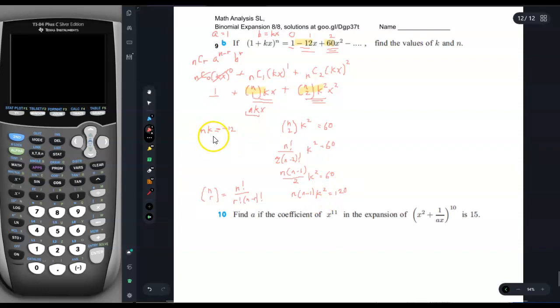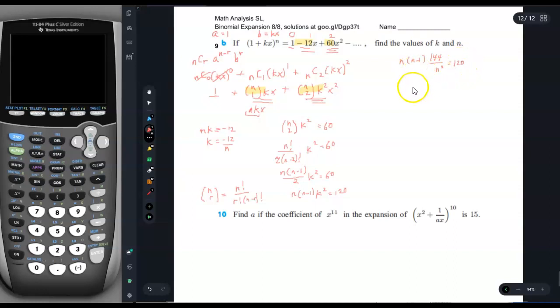Okay, now let's try to get rid of our k value here. So our k value is also equal to negative 12 over n. So instead of k squared, we're going to put negative 12 over n, okay? So we'll put n times n minus 1, k squared, which is going to be negative 12 squared, which is 144, positive 144, divided by n squared equals 120, okay?